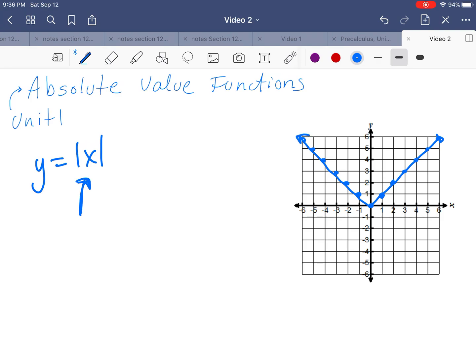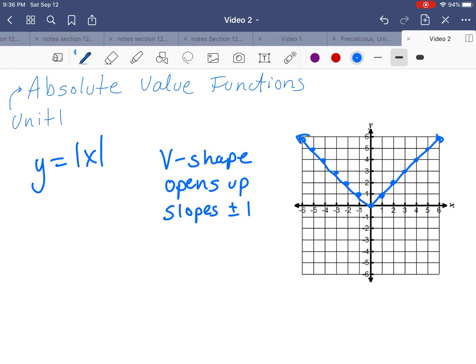All right, so some things to note about this. So it has a V shape to it, and it's facing up, or opens up. And also the slope of each side. The slopes are plus or minus 1. So this part over here has a slope of 1. It goes up 1 over 1, up 1 over 1. The left side has a slope up 1, back 1, up 1, back 1. So that would be a -1. All right, so that's going to be important for some stuff we do next class.